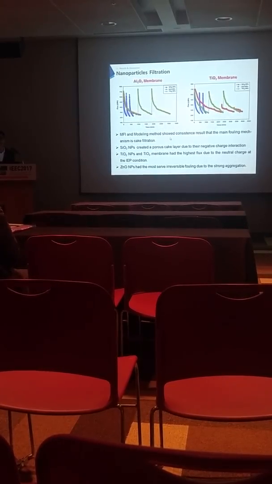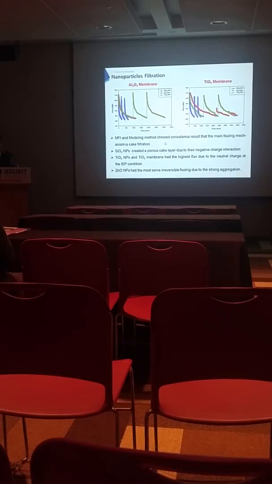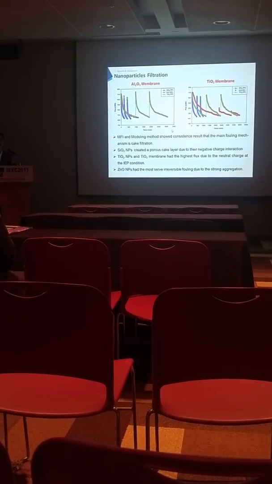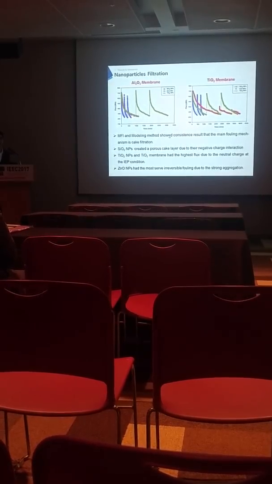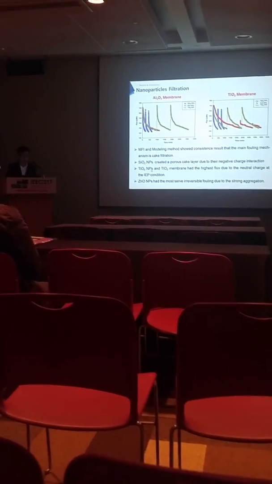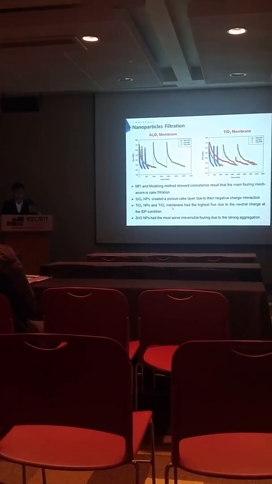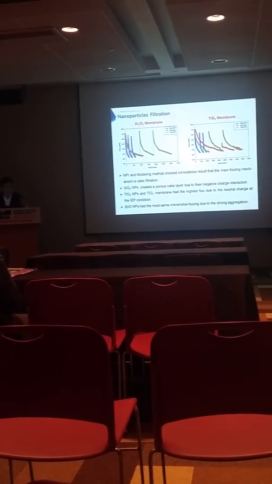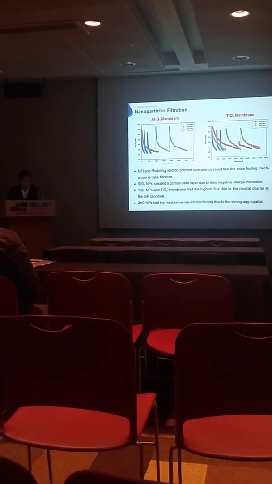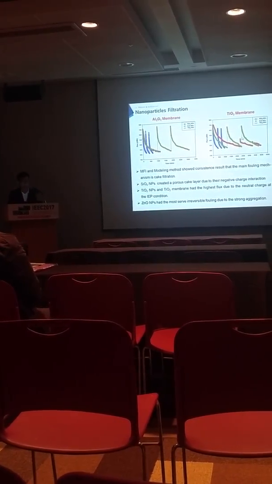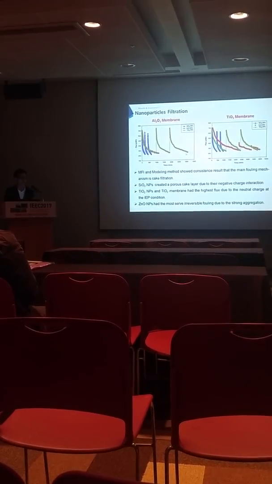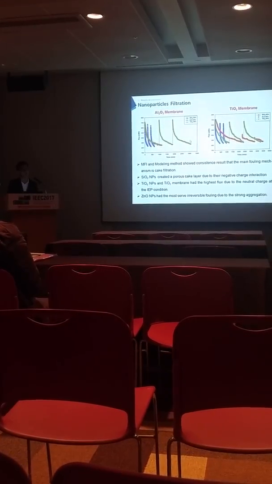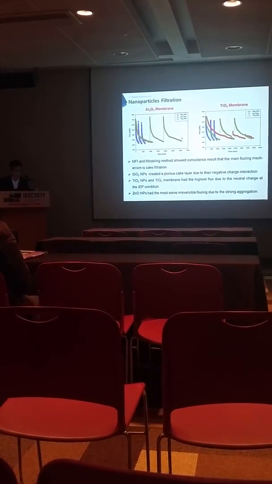Secondly, silicon oxide nanoparticles, due to their negative charge, have a really strong repulsive force to each other, so they created a porous cake on the membrane. Thirdly, the neutral charge titanium oxide nanoparticles and the titanium oxide membrane have the highest flux because they are at neutral charge. As you can see here, this is the filtration of titanium oxide, and it has a really high flux compared to the other nanoparticles. The reason is that they have neutral charge, so they have no interaction with the other components in the wastewater.